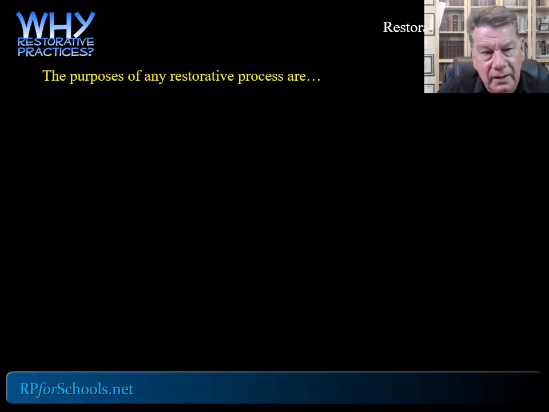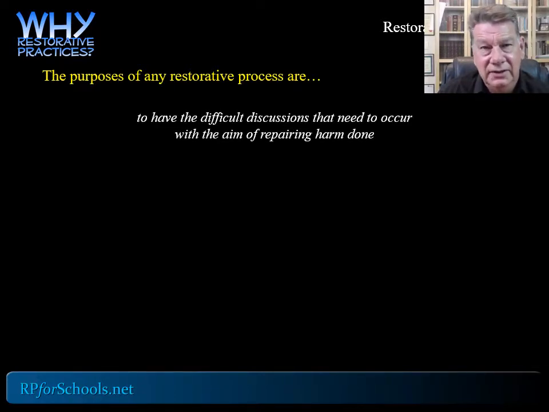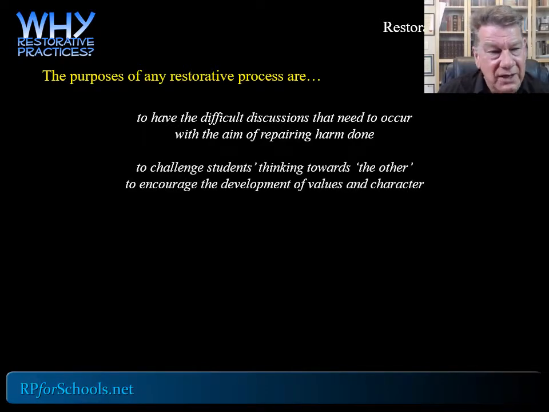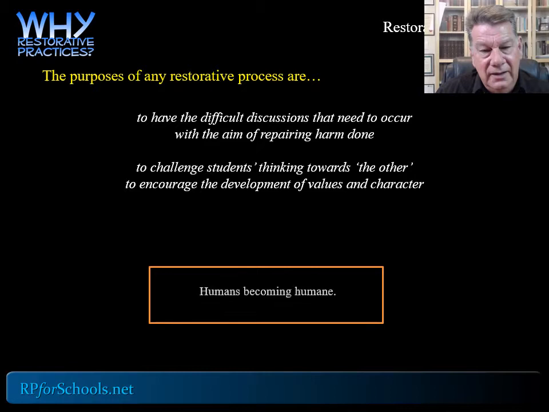So the purpose of any restorative process is very simple. It's to have a difficult discussion. When something goes wrong, we need to have a difficult discussion in order to try and repair the harm that's been done, to challenge students' thinking towards the other, in other words, to develop that executive function that we've been talking about, and to encourage the development of values and character. The non-cognitive capacities that we have in all of our mission statements. It's about humans becoming humane, as Perry would say.